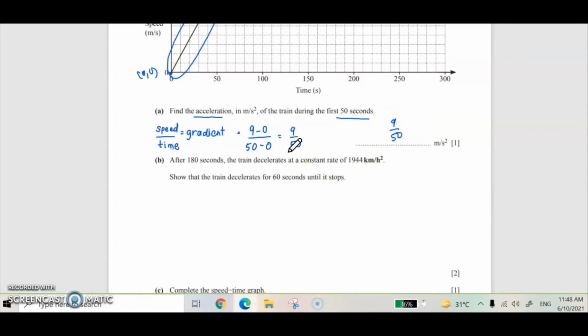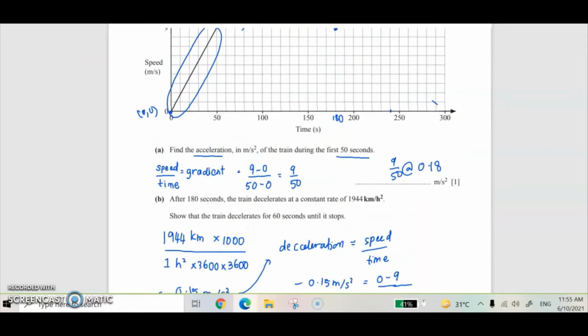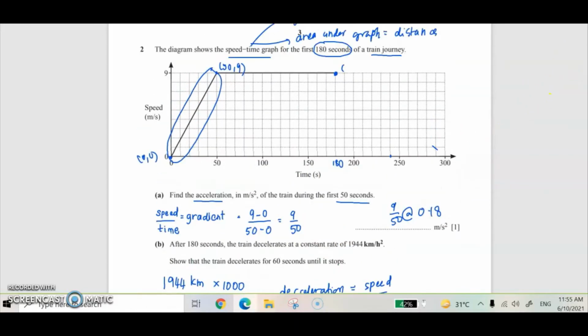Okay, so you can leave your answer in fraction or in decimal. So make sure that you take all of it, 0.18 meter per second square. Okay, so now we take any point here, we get 0.18 for question number A. So we go to question B.